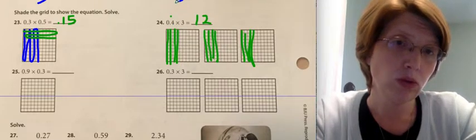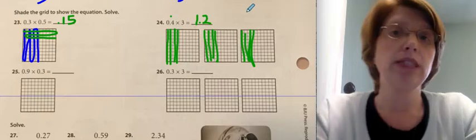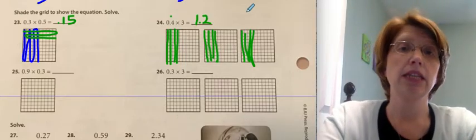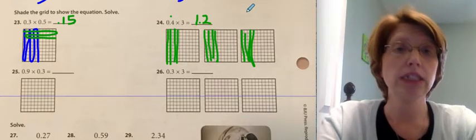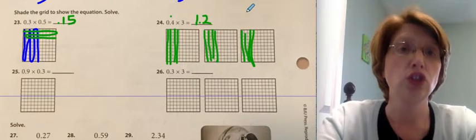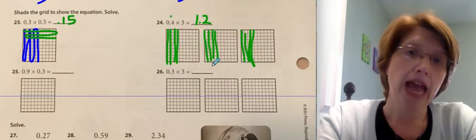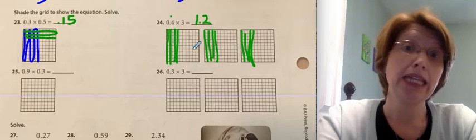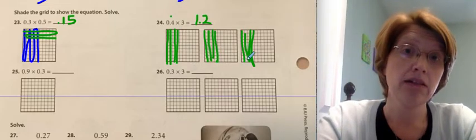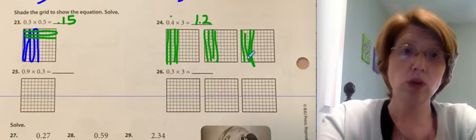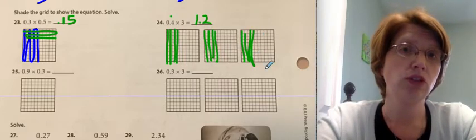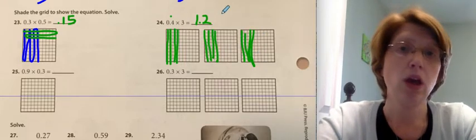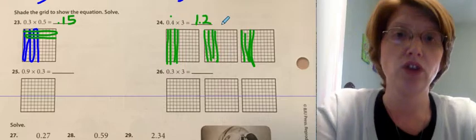behind a decimal. So it's not going to be 12/100, it's going to be 1 and 2/10. So if I added up all these, I would see that I had 10 rows colored in plus 2 extra ones. So that would make 1 whole plus 2/10 left over.